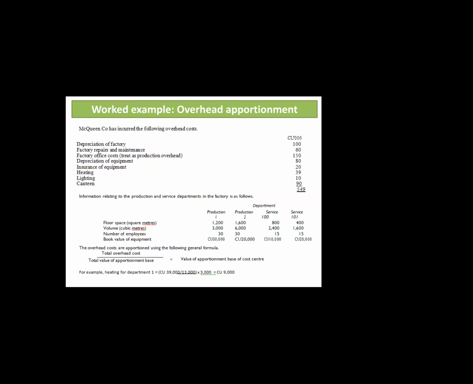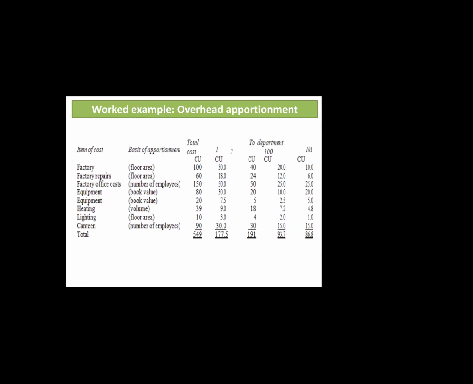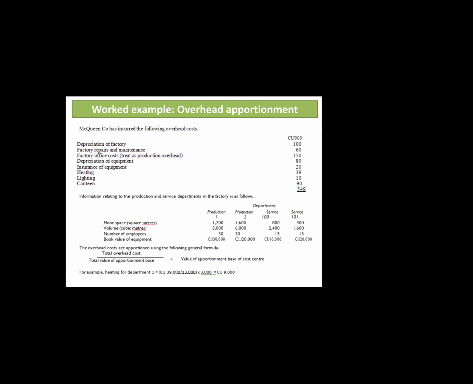floor space or book value of equipment. Floor space, sir. Factory repairs, of course, with floor space, but factory office cost, treat as production overhead. Factory office is treated as administrative, not factory. Okay, office treated as administrative. Here it is already given that factory office cost is treated as production overhead. Factory normal office means administrative expense.